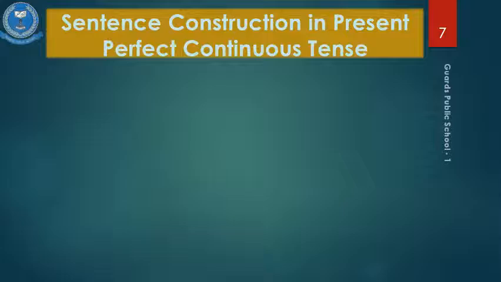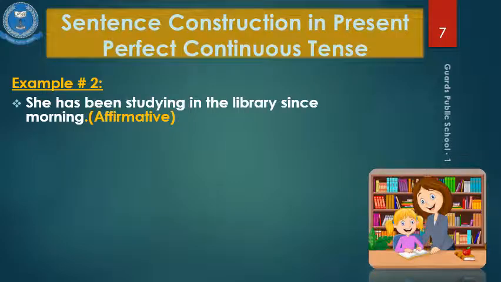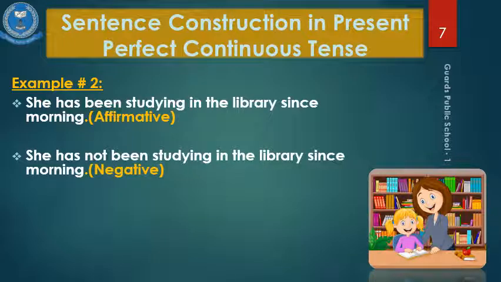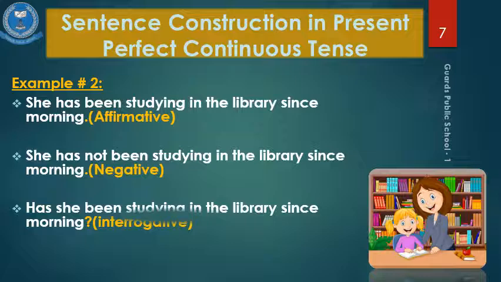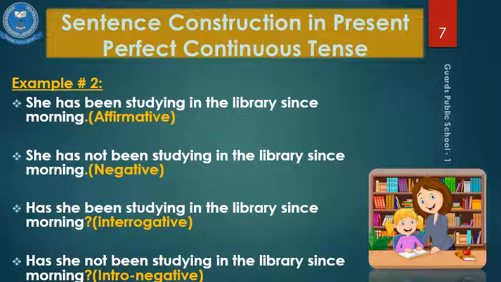In example number 2, our subject is singular, so that's why we are using has here. And the sentences are: she has been studying in the library since morning. Affirmative. She has not been studying in the library since morning. Negative. Has she been studying in the library since morning? Question mark. Interrogative. And has she not been studying in the library since morning? Question mark. Interrogative.